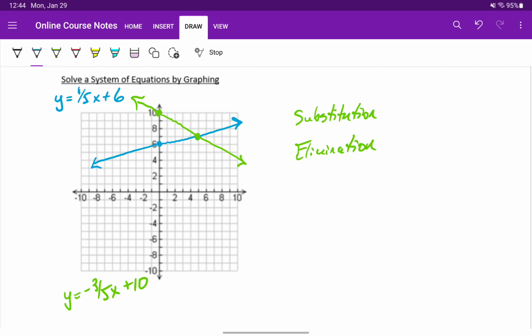In this case, that pair works out really nicely. We plotted that point at exactly 5, 7. Wherever our two lines intersect, that point of intersection, that xy pair, is the solution to our system of equations. As long as we draw our graph accurately, we can pick up our solution that way.